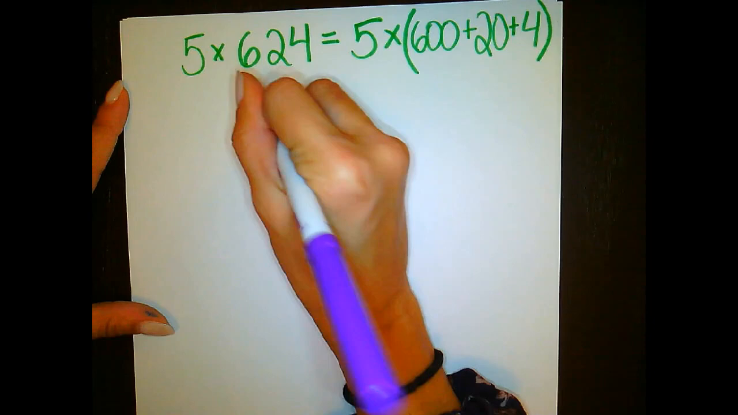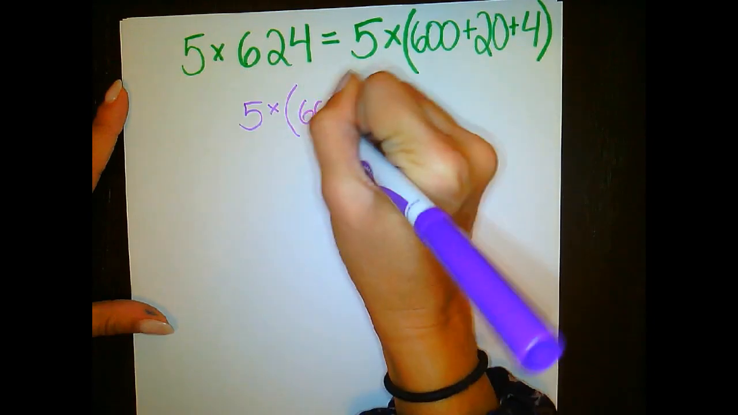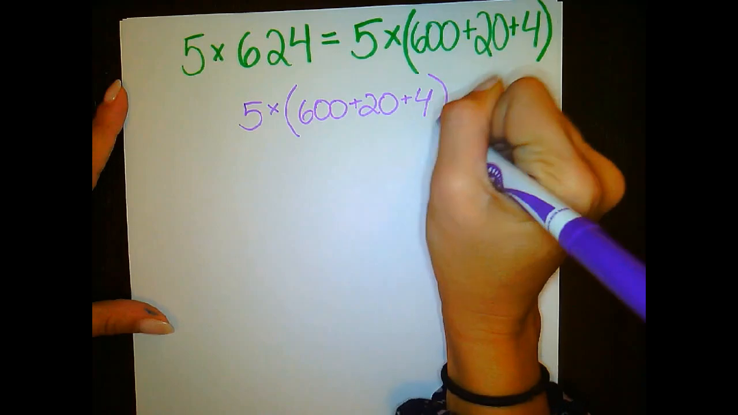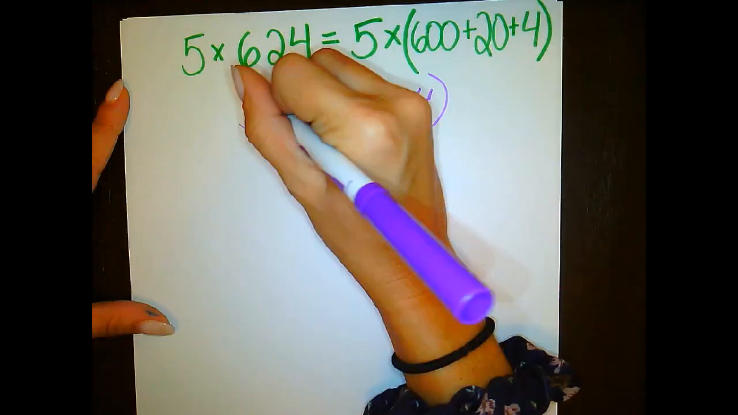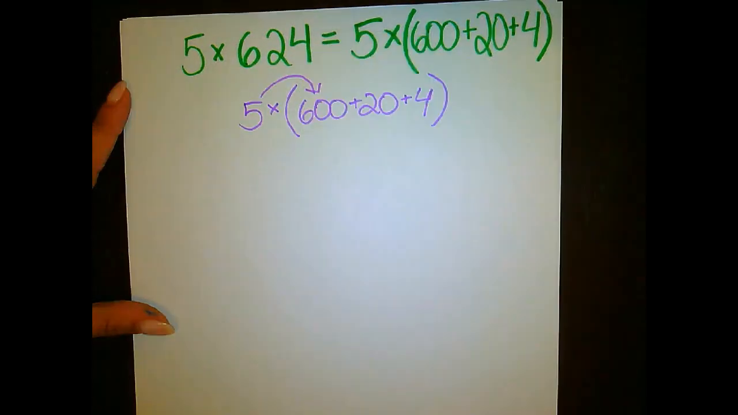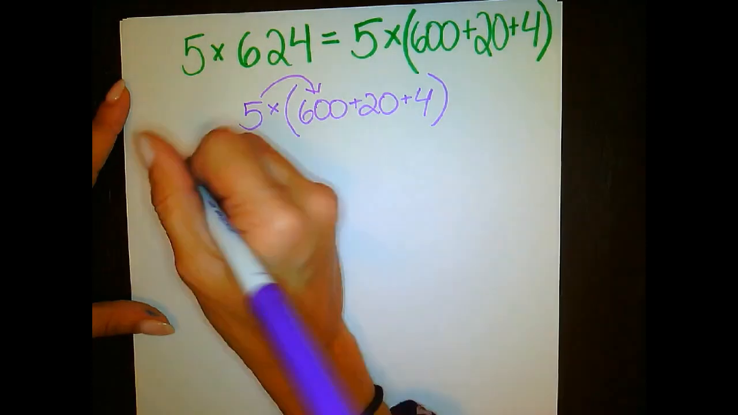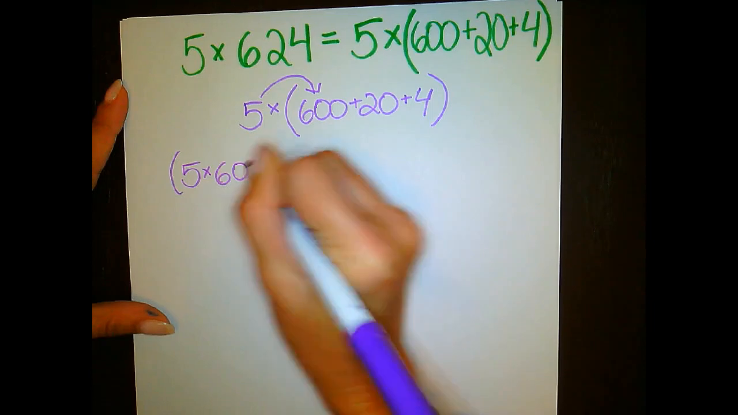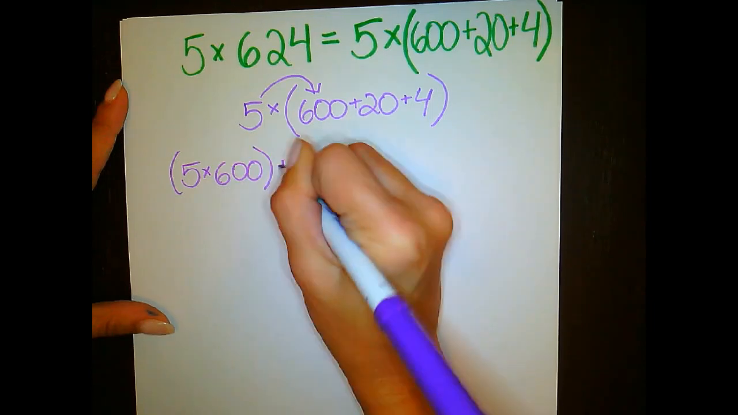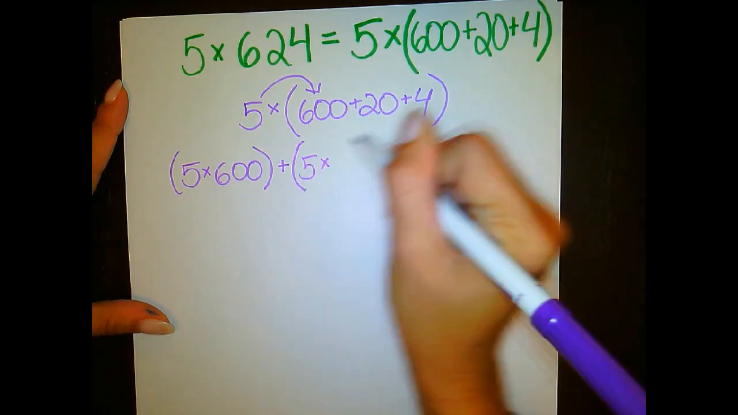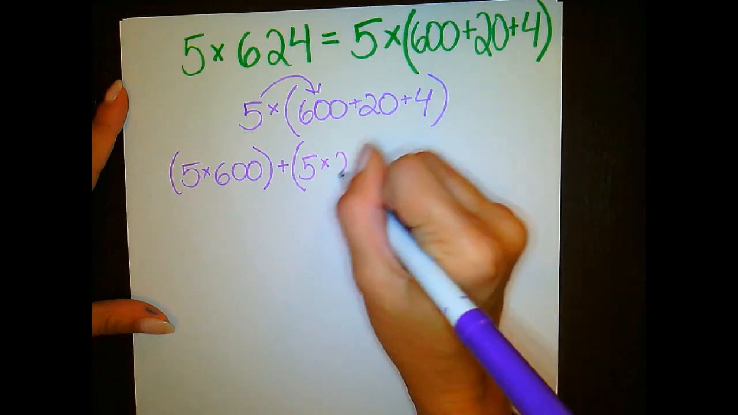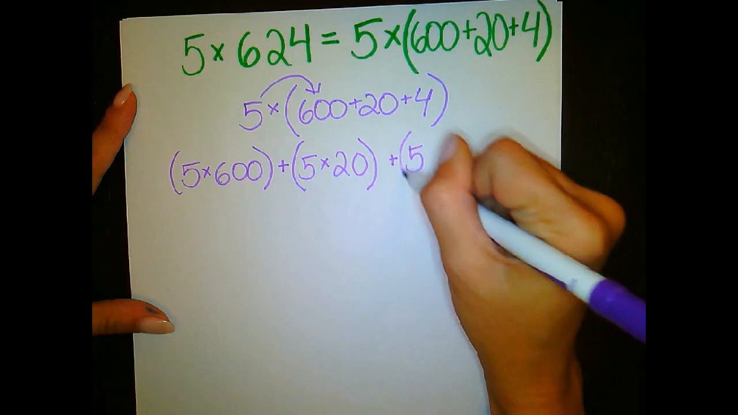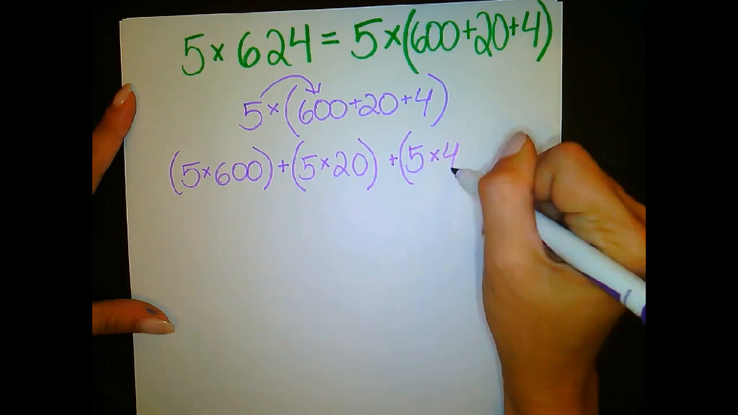So that means 5 times 600 plus 5 times 20 plus 5 times 4. Now I get all of my products and figure out which each individual product is first. 5 times 6 is 30 with 2 zeros, so that's 3,000.